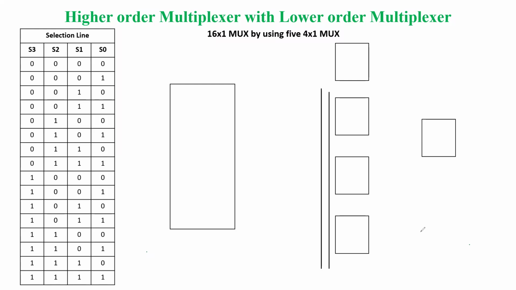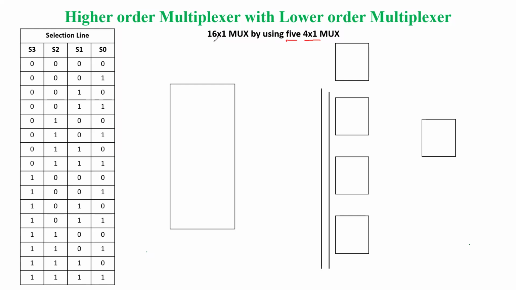Now I'm going to discuss how to design a high order multiplexer with the help of lower order multiplexers. Here we have taken an example where we are going to design a 16 cross 1 multiplexer with the help of 5 4 cross 1 multiplexers.